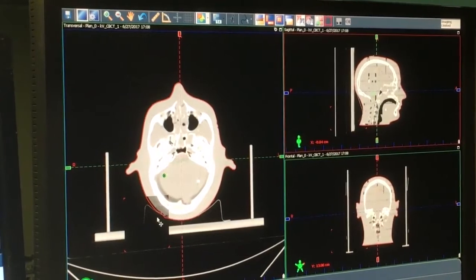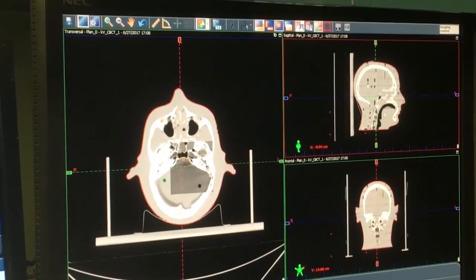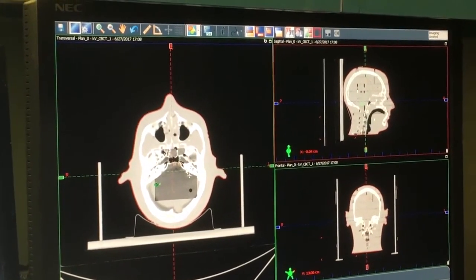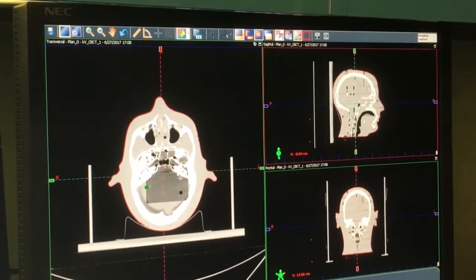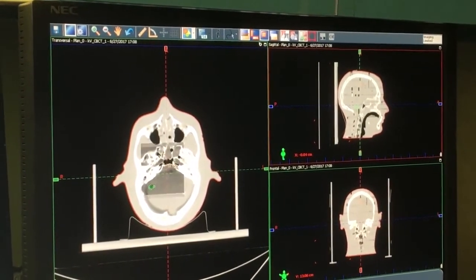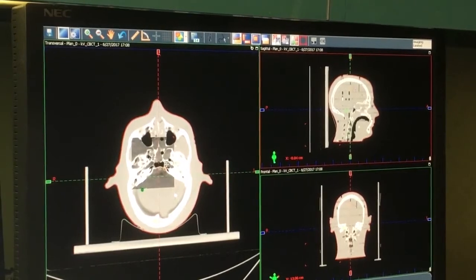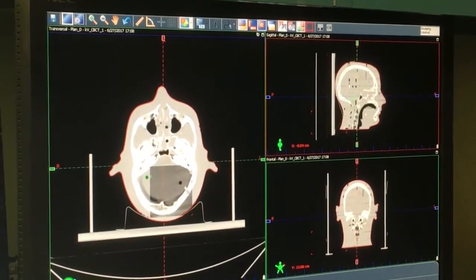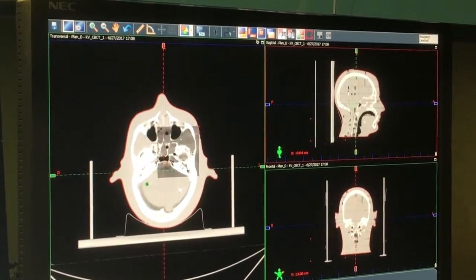So you would do the same thing as with the other images that we've already looked at. You would compare the image you acquired in the treatment room to the image that you use for planning, so the image you acquired during simulation, and you would try to match the anatomy as closely as possible.